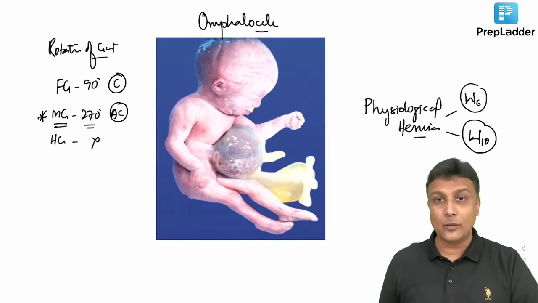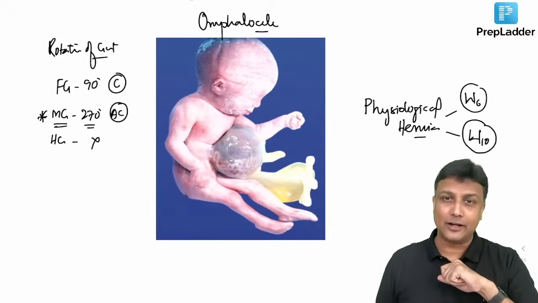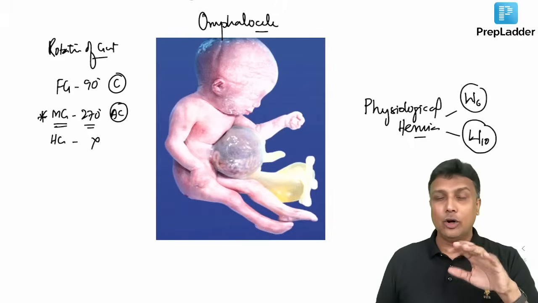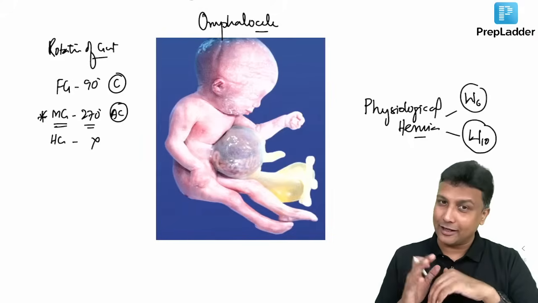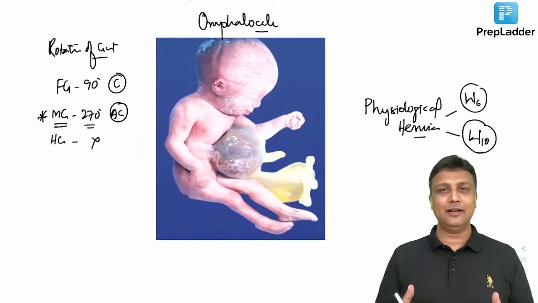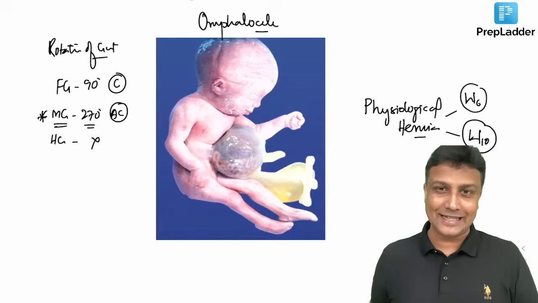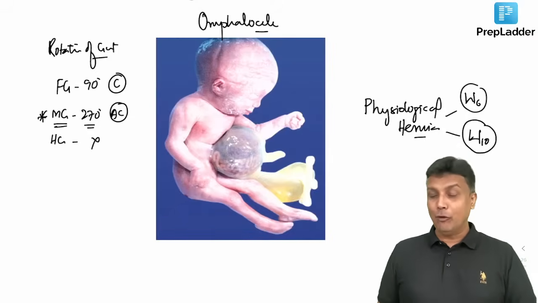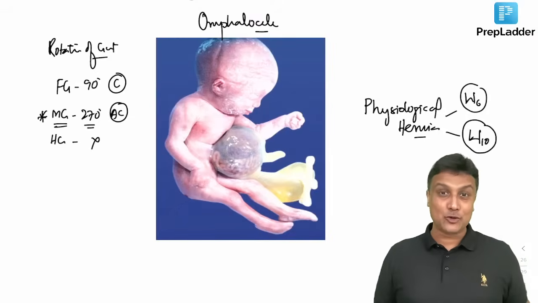So physiological hernia will reduce back by the 10th week, guys. Now, thank God that you and me, we are very lucky people. Your midgut, my midgut came out, rotated, and went well inside. But there are some unfortunate babies. In those unfortunate babies, what is going to happen?